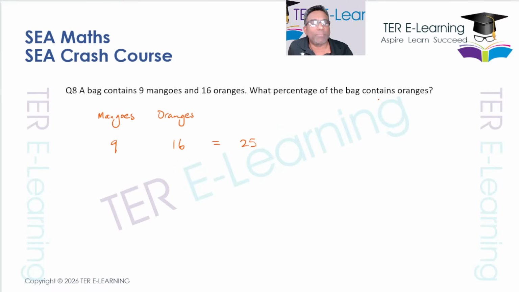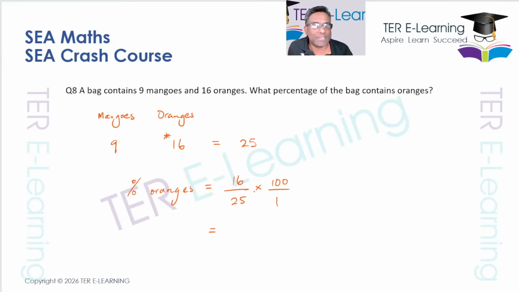Now we want to know what percentage of the bag contains oranges. So we want to work out the percentage of oranges in the bag. So percentage of oranges will be, we have 16 oranges here. So this is going to be 16 over 25, because out of the 25, we have 16 oranges. And we're going to multiply that by 100. That's typically what we do when we want to convert to a percentage.